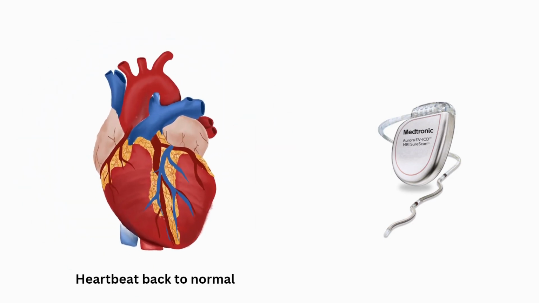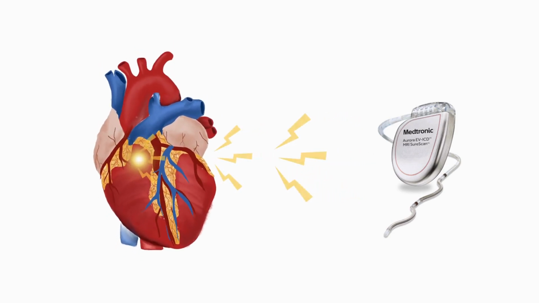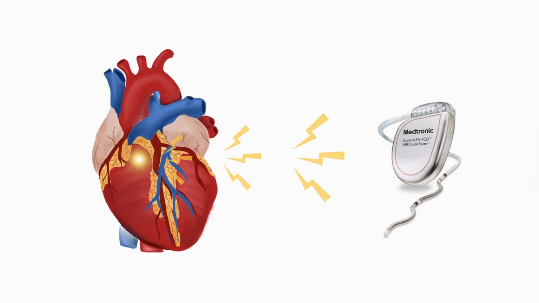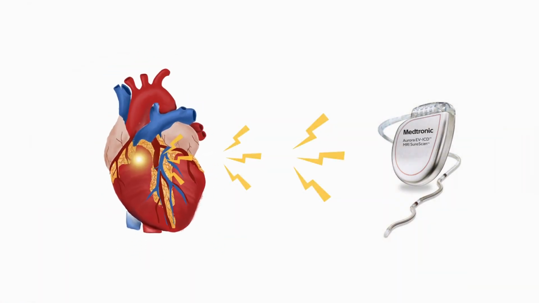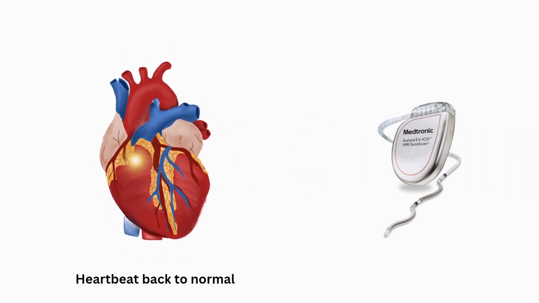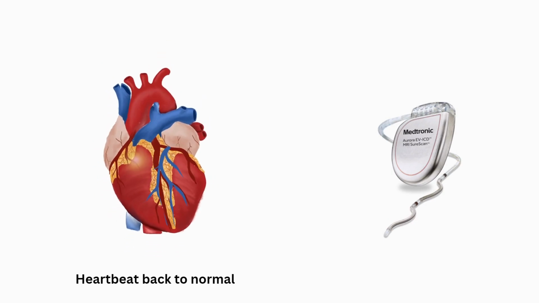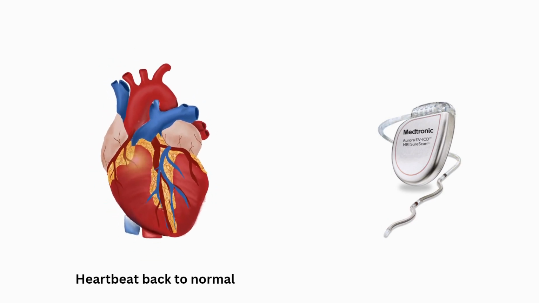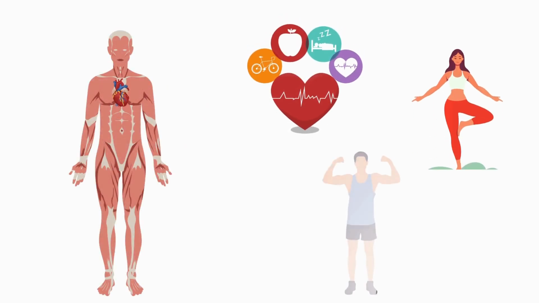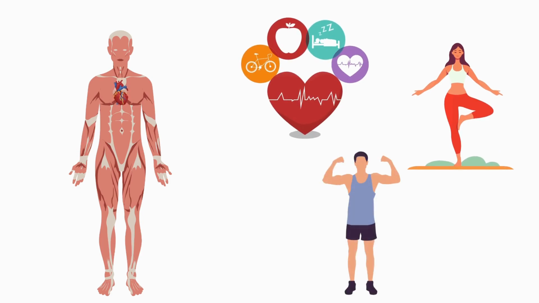The underlying mechanism is that these shocks disrupt the abnormal electrical circuits causing the arrhythmia, allowing the heart's natural pacemaker, the sinoatrial node, to take over and restore a regular heartbeat. By doing so, ICDs play a critical role in preventing sudden cardiac arrest and improving survival rates for individuals at high risk of dangerous arrhythmia.